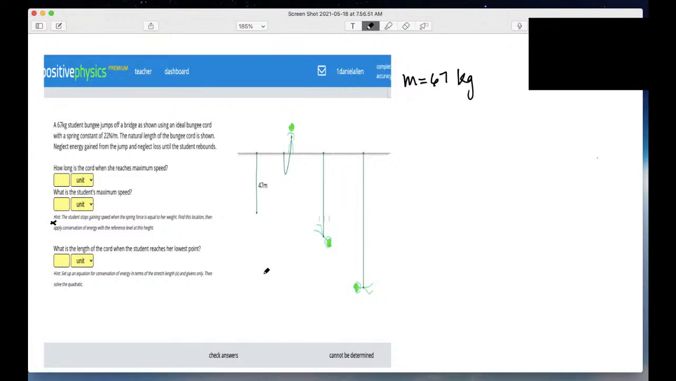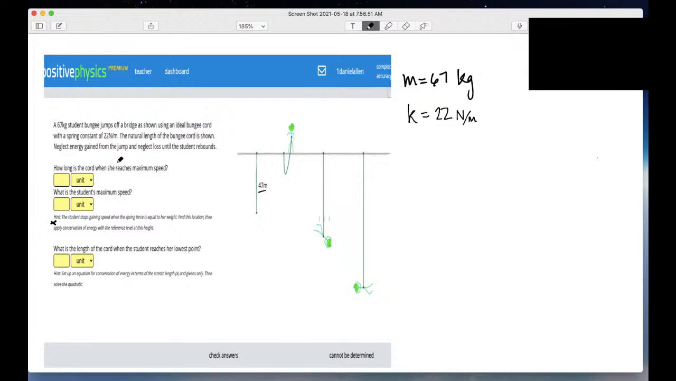All right, so we have the positive physics bungee jump problem. We have a 67 kilogram student bungee jumping off a bridge as shown using an ideal bungee cord. Spring constant of 22 Newton per meter, so let's put that k equals 22 newtons per meter. And the natural length of the bungee cord is 47 meters.